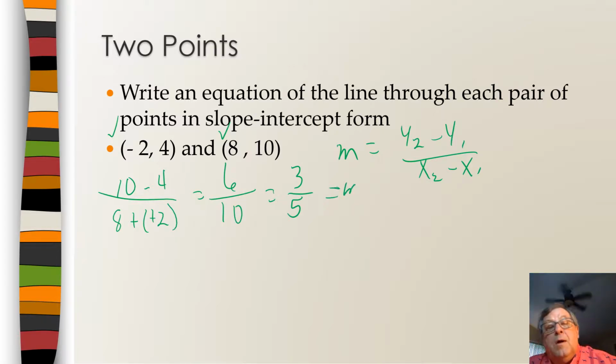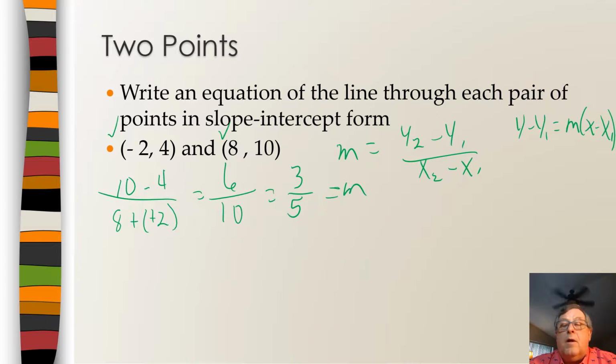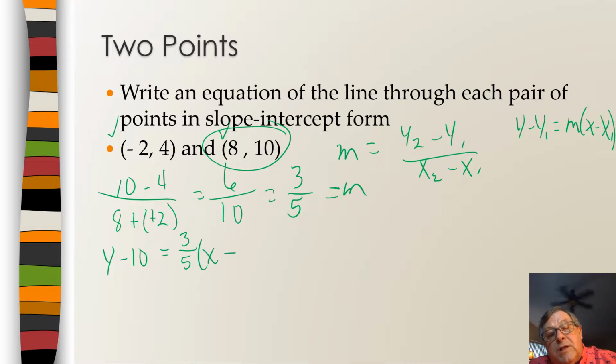Now that I got my slope, I can use point slope. And what's point slope? Point slope is y minus y1 equals the slope times x minus x1. And I can take one of those ordered pairs, it doesn't matter which one, put it through point slope, and when I solve, I'm going to end up at slope-intercept. Well, I think I'm going to take this point right here, and let's start off. So I got y minus 10, y1, equals slope 3/5 times x minus x1, which is 8.